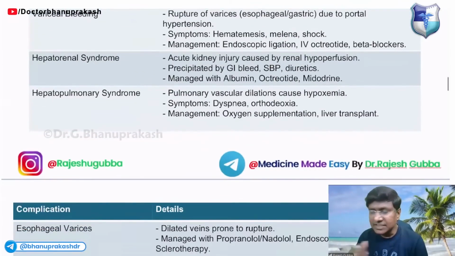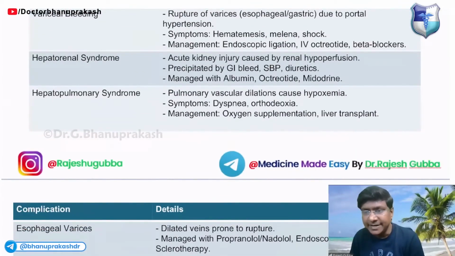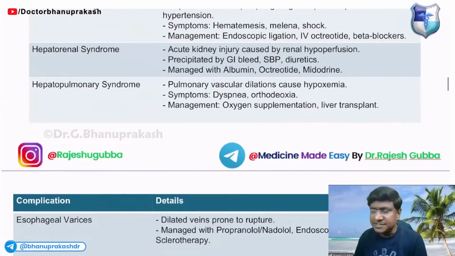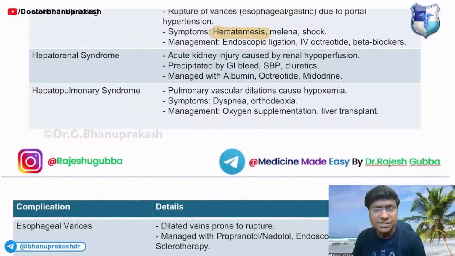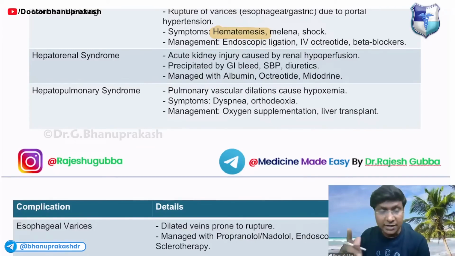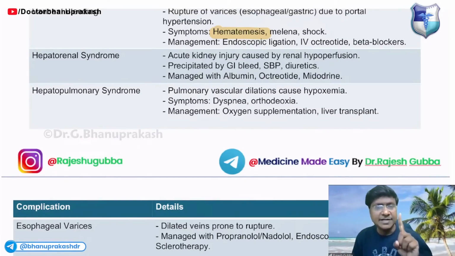Okay? Next, coming to variceal bleeding. I have already discussed variceal bleeding also. What will be the presentation in this individual? The presentation will be in the form of hematemesis, melena, and they may also go into shock. There are three questions that I'll tell you. First line treatment in variceal bleeding coming with shock will be IV fluids, followed by blood transfusion, right?